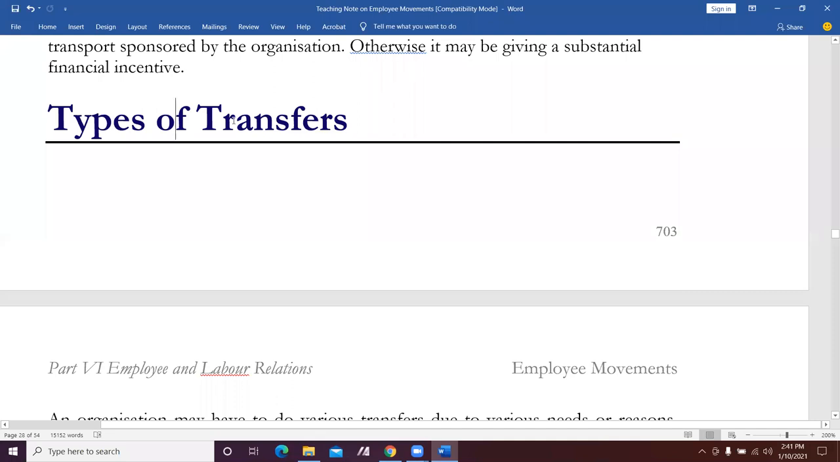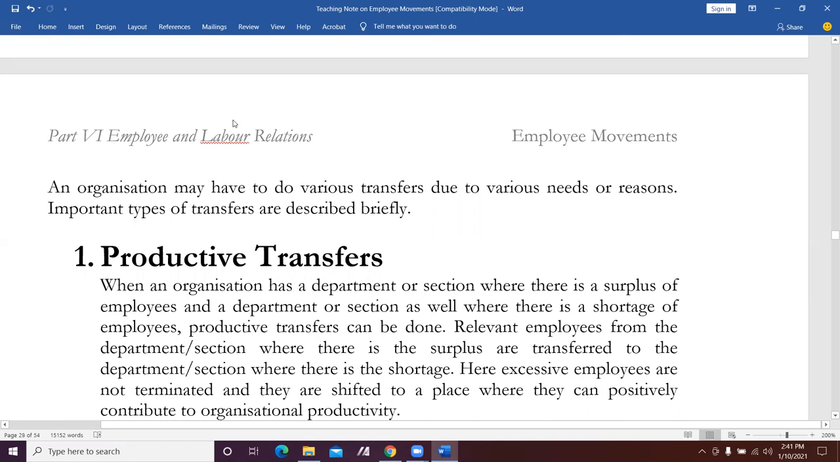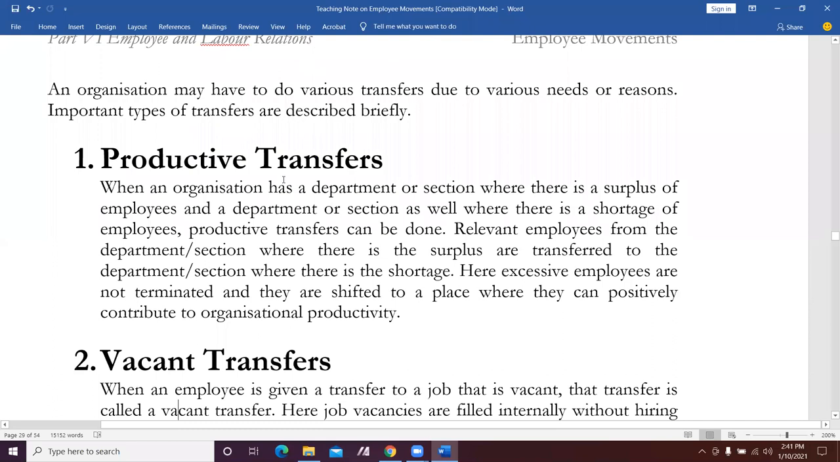So in fact, types of transfers mean reasons for transfers. So each type gives a significant, main reason. Take the first one, productive transfers.